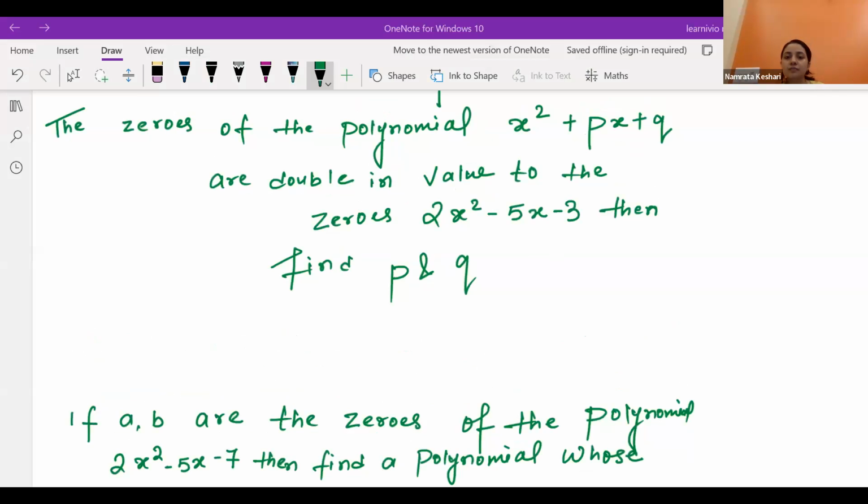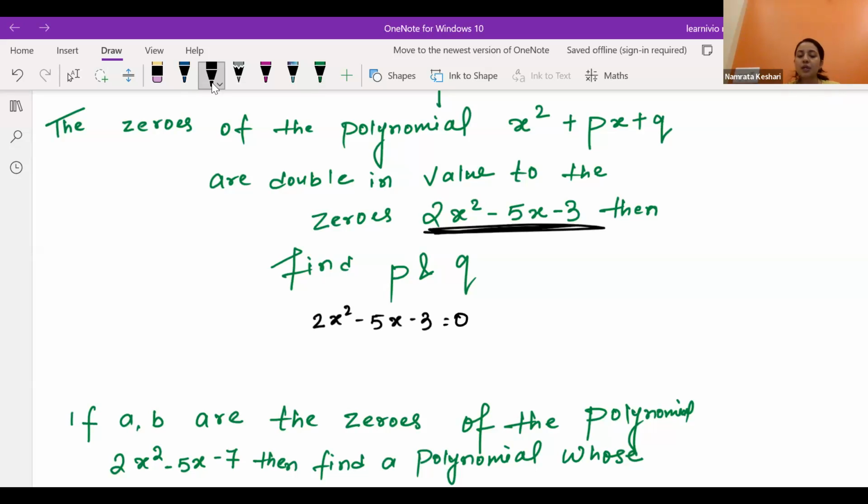Yeah, sure. I'll solve it. Okay. So in this question, the zeros of the polynomial x square plus px plus q are double in value to the zeros of this one. The zero of this particular polynomial is double the zero of this one. So as we can see, we can find the zeros of this one. Let's find the zeros. 2x square minus 5x minus 3 is equal to 0.